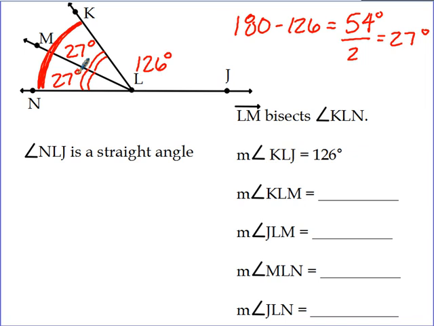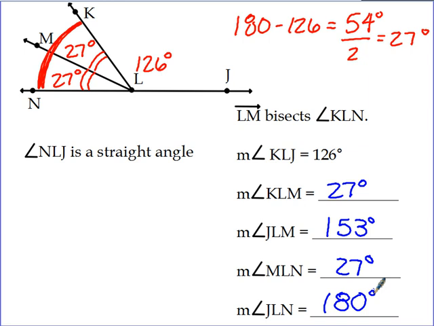So KLM is 27 degrees. JLM would be 27 plus 126, which gives me 153. MLN is just 27 degrees. And JLN, that's my straight line, that's 180. So again, I always think it's easier to fill in the picture and then fill in what they're asking for.